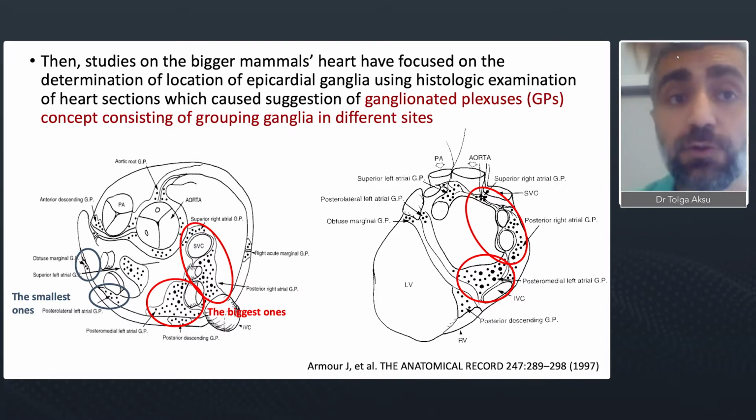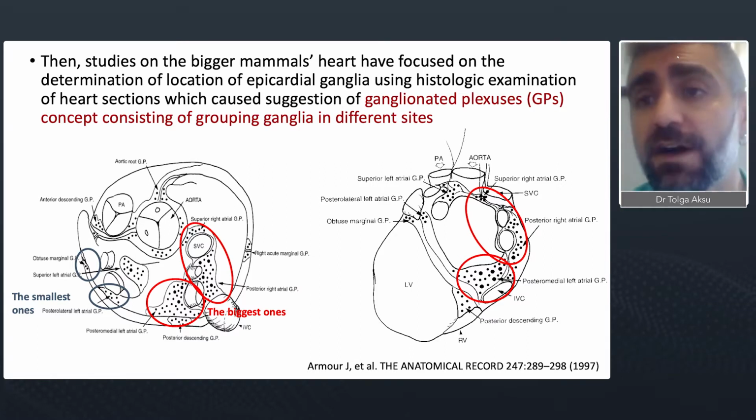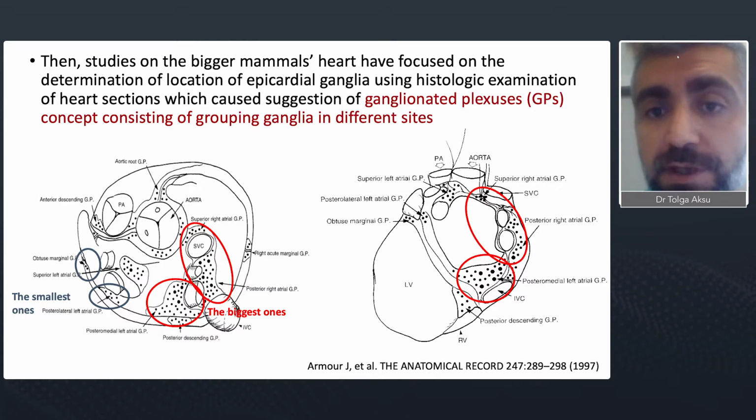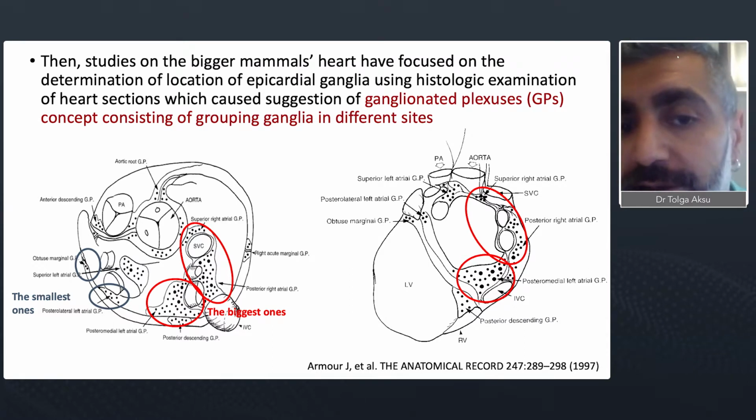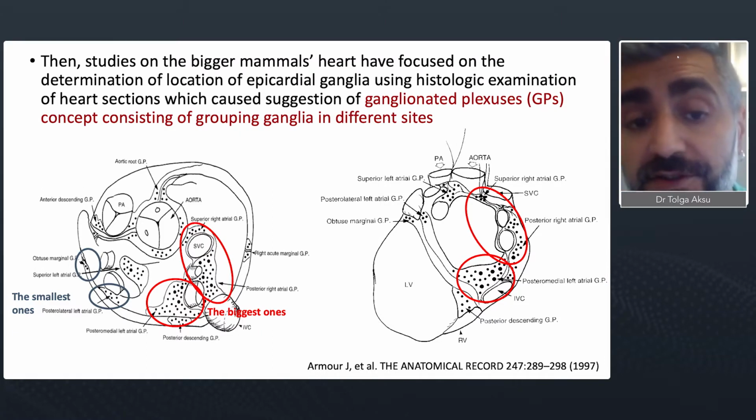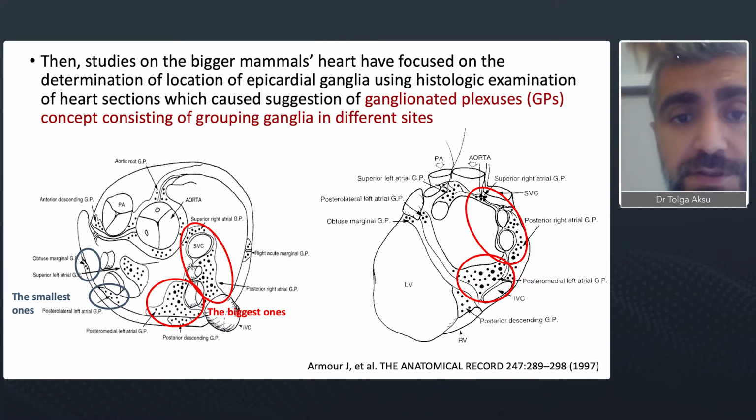But in humans, studies demonstrated that there are at least five major and two minor ganglionated plexi around the left and right atria. And as an important point, the great majority of ganglionated plexi are located between the left atrial and right atrial structures in the midline area. This is very important during catheter ablation procedures.